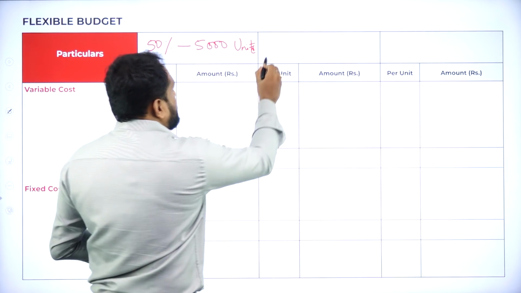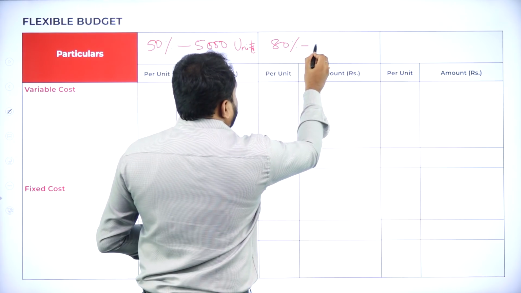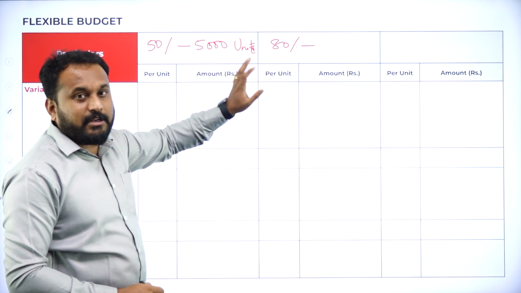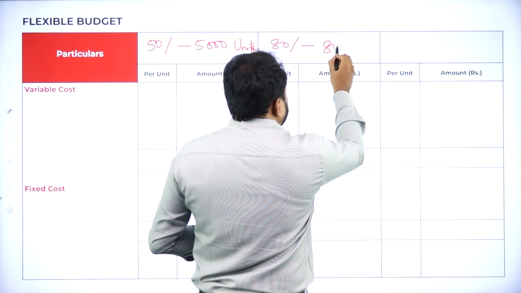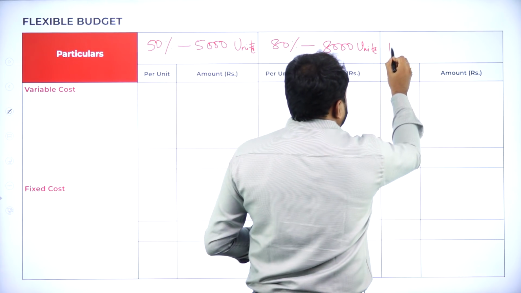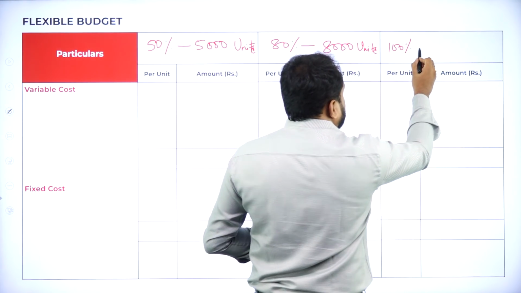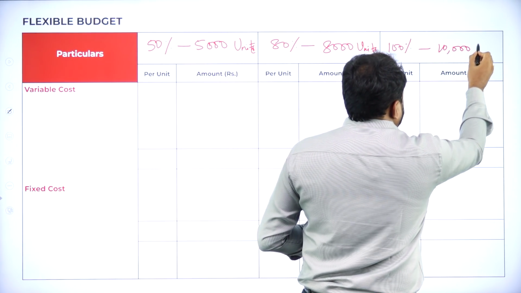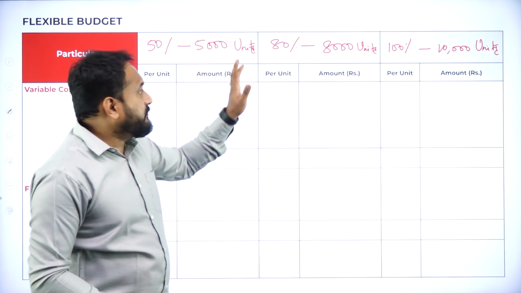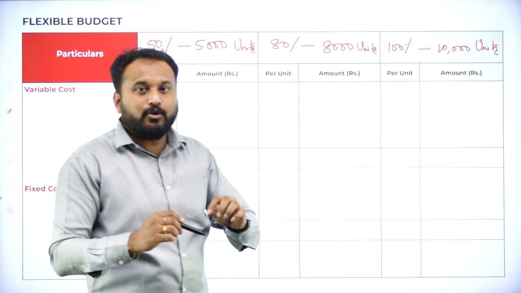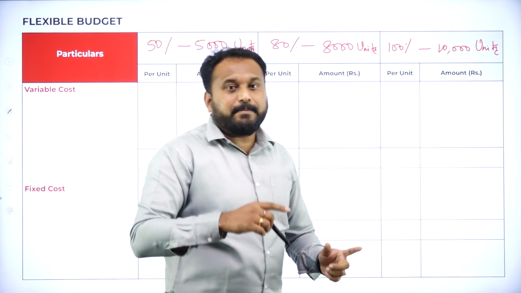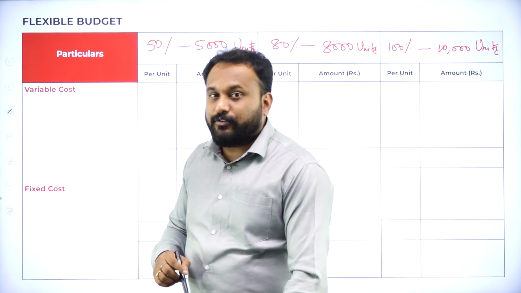Now the second one, we are supposed to calculate for 80%. We calculated for 50%, 5,000 units, so for 80% it was 8,000 units. And the last one, they told us to calculate for 100%, and we calculated it as 10,000 units. Done. So we have written the first column, students. One by one, we can definitely fill the entire column.